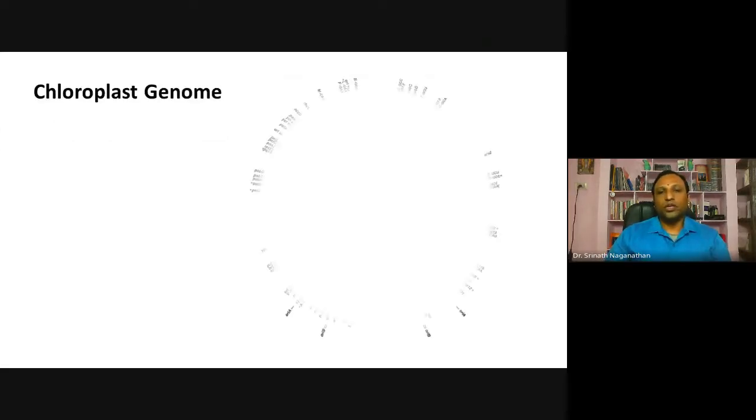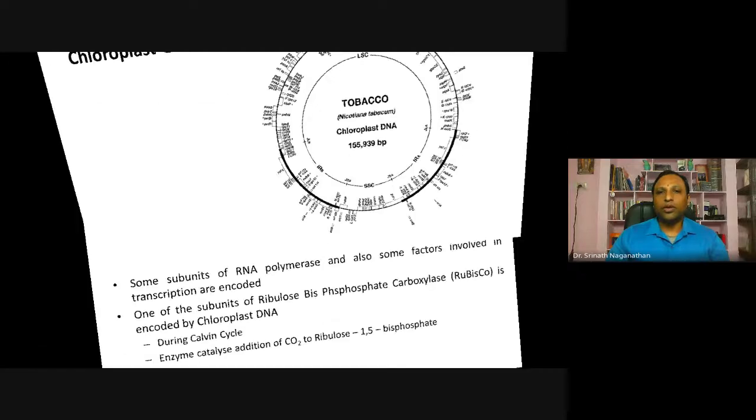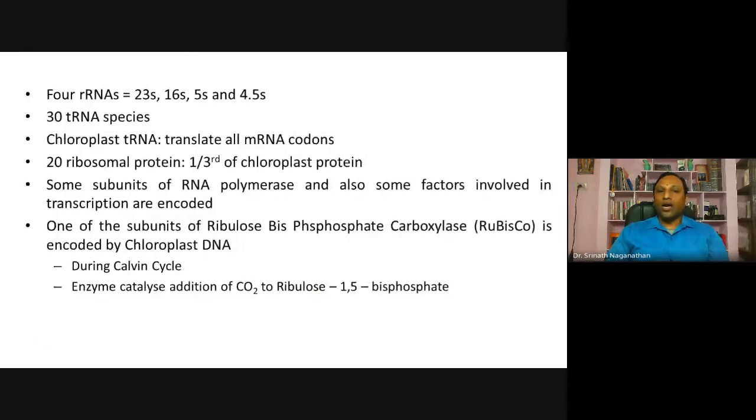Chloroplast genome. If you see the chloroplast genome as compared to the mitochondrial genome, I'm taking the example of tobacco, that is Nicotiana tabacum. The chloroplast DNA which is present is 155,939 base pairs. 4 rRNAs are present, that is 23S, 16S, 5S, and 4.5S. They give for 30 tRNA species.